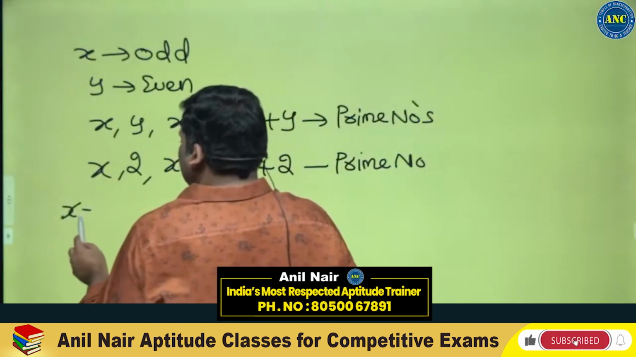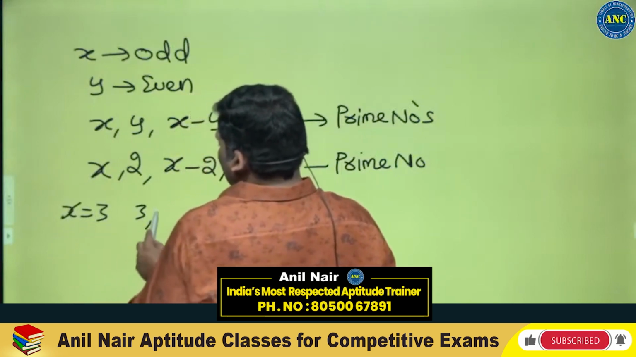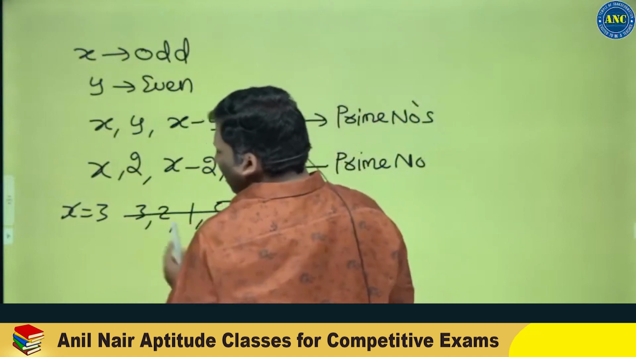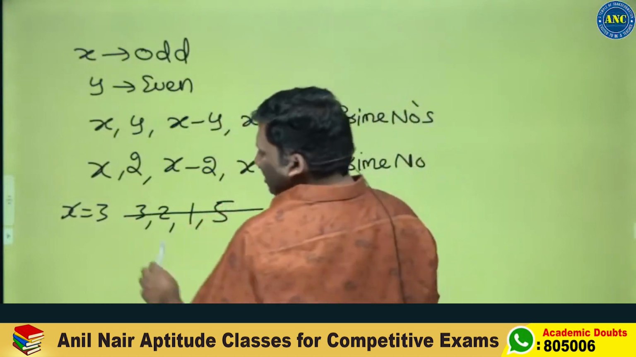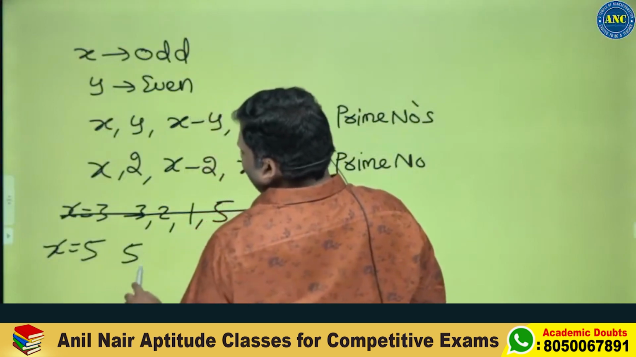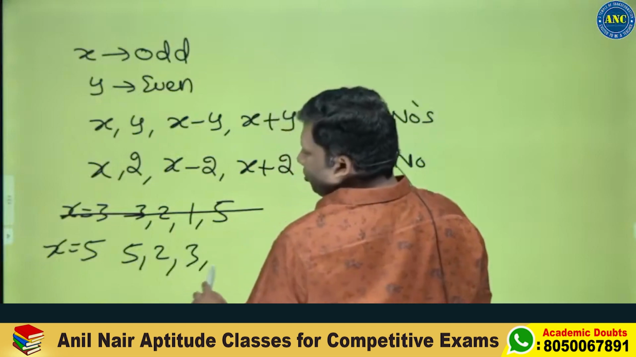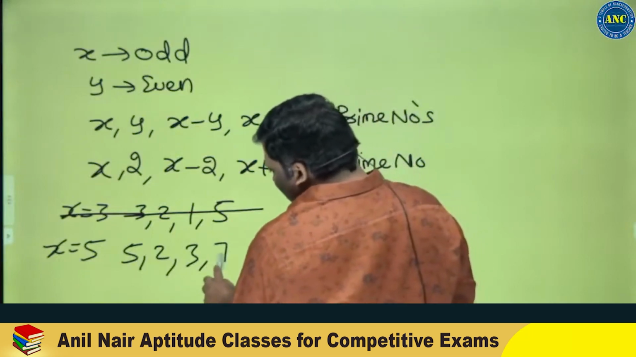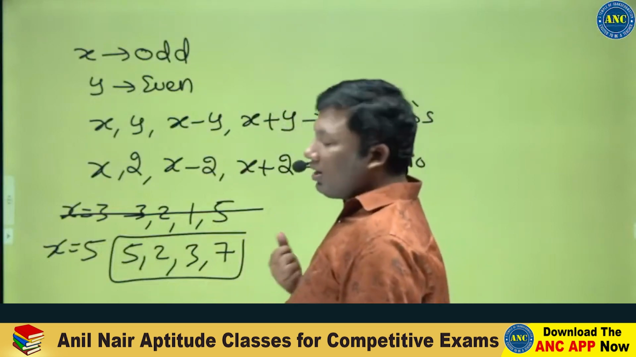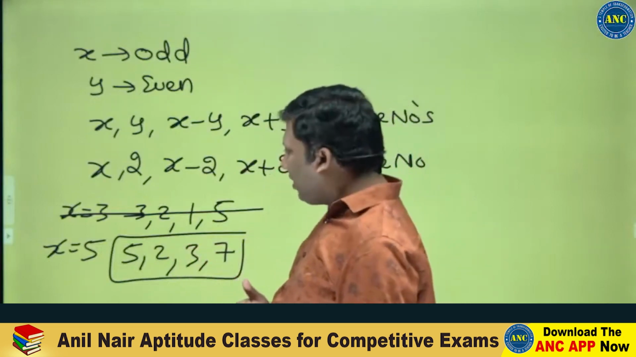So if I put x equal to 3, we get 3, 2, 1, 3 plus 2 is 5. 1 is not a prime number, so x is 3 is not possible. X is 5: 5, 2, 5 minus 2 is 3, 5 plus 2 is 7. 2, 3, 5, 7. It is a prime quadruple.